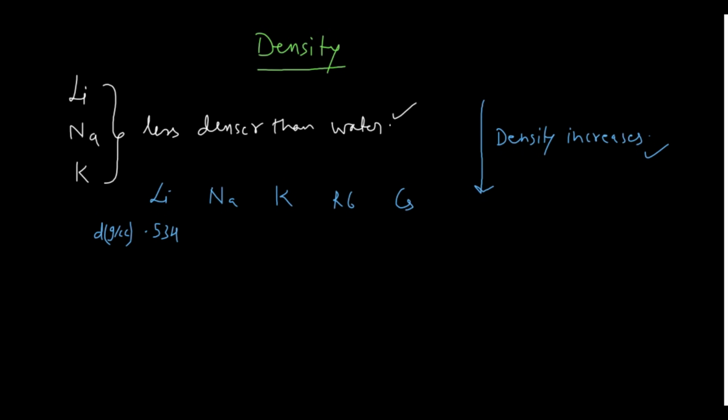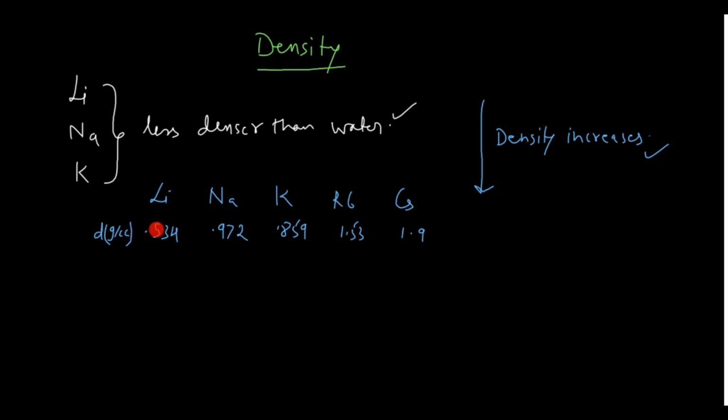0.534 is the density of lithium at 20 degrees centigrade. If you change the temperature, the density also changes. You know, density is a function of temperature. For sodium it is 0.972 gram per cc, for potassium it is 0.859 gram per cc, for rubidium it is 1.53 gram per cc, and for cesium it is 1.9 gram per cc.